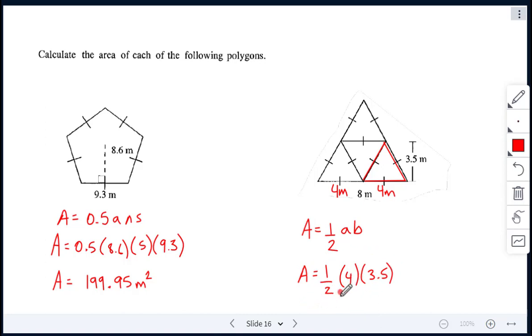I'll multiply this out, and we get 7 meters squared, but that's just for that one triangle. So we'll multiply by 4. So we'll take that 7 meters squared, and multiply it by 4, which gives us a total of 28 meters squared. Okay, for the whole triangle.